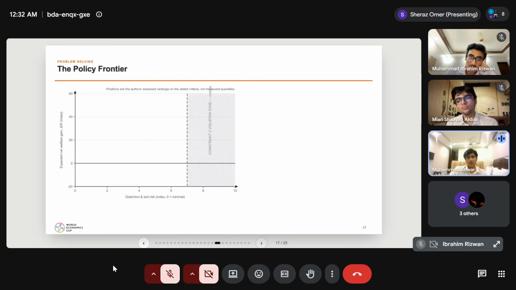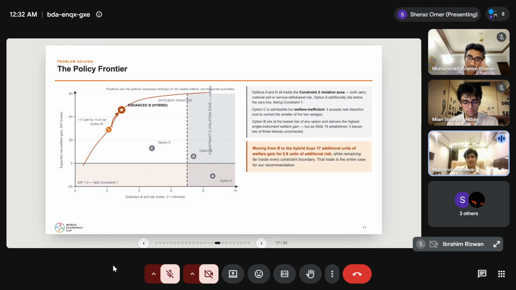Next slide. The policy frontier chart plots expected net welfare gain against distortion and exit risk for each option. Options A and D sit inside the zone where exit risk is material, and option A additionally falls below zero welfare gain. Option C sits at moderate risk, but option B sits at low risk with a substantial welfare gain of its own. But alone, it leaves the externality and the concentration failure unaddressed. Next slide.